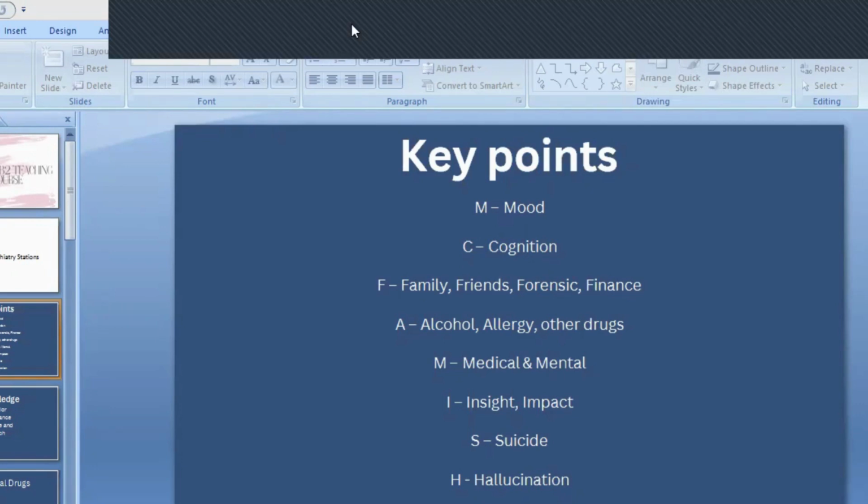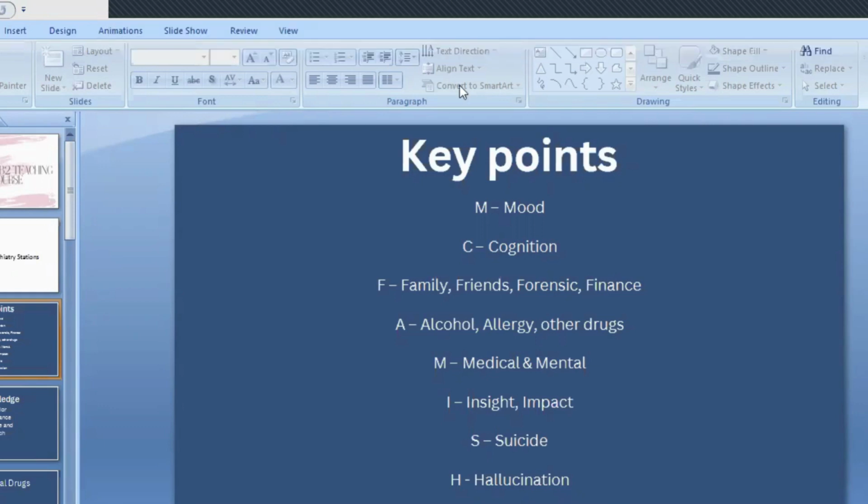Then we can move on to check other aspects included in the mini mental state examination, like recall, attention and concentration, which we'll go through in detail when we study the MMSE, the mini mental state examination. Then comes F. F stands for family, friends, forensic, and finance.